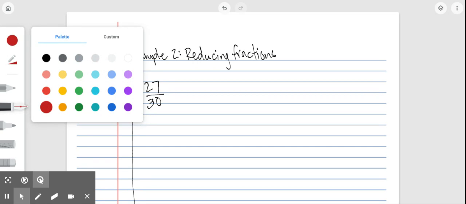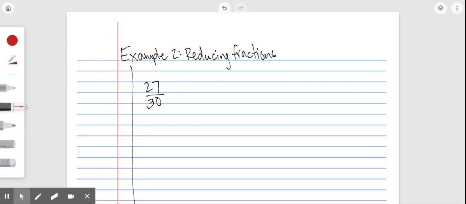So to make equivalent fractions from a bigger fraction, you divide this time. So we were multiplying, and now we're going to divide. So what number will divide both the top and the bottom number? Because you want to make sure that you get whole numbers in the numerator and the denominator. 3. 3 is going to divide both 27 and 30. So 27 divided by 3 is 9, and 30 divided by 3 is 10.